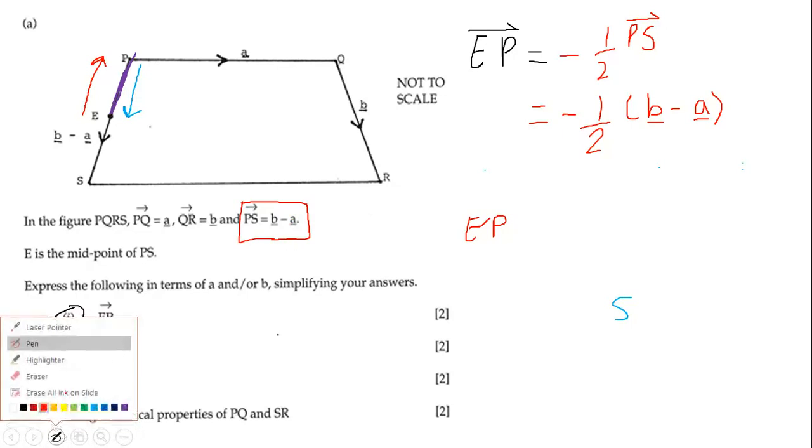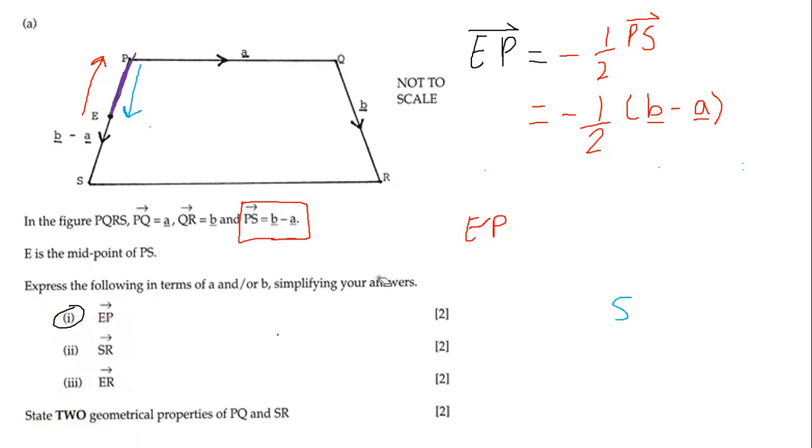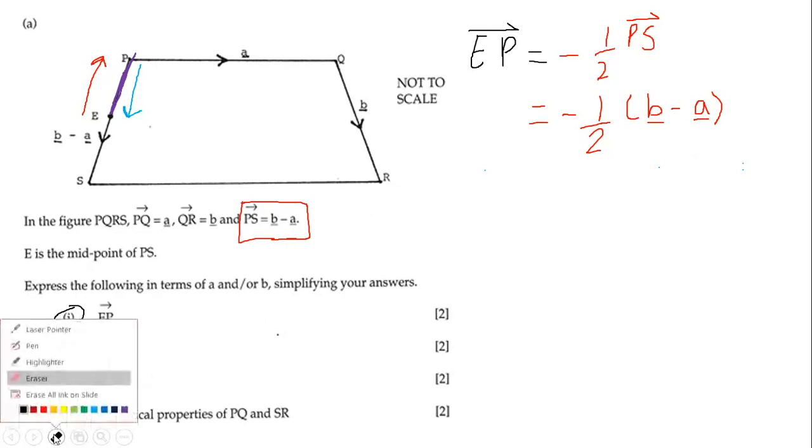And so we have that our answer is negative a half B minus A. And I say B minus A for short. I'm really supposed to say B bar minus A bar. All right, so let us move to the next question.